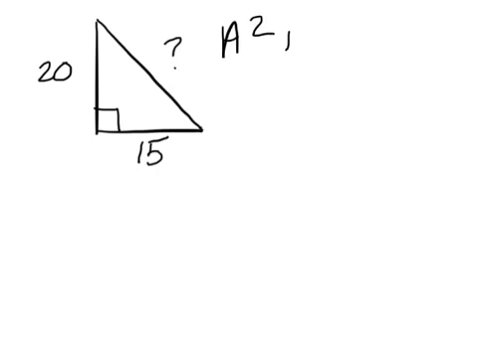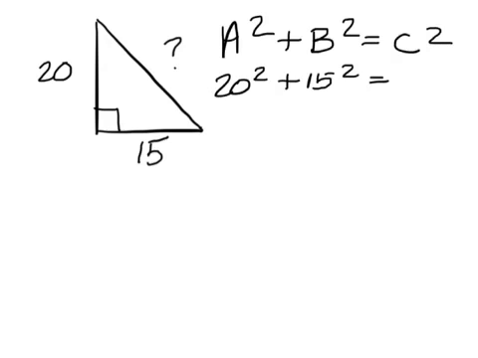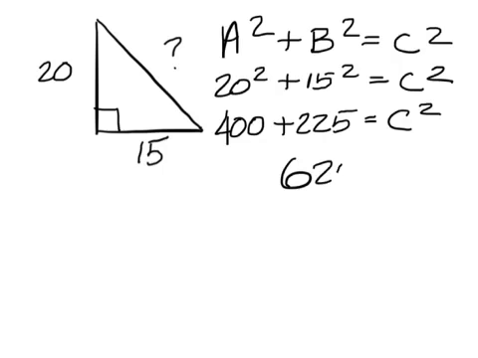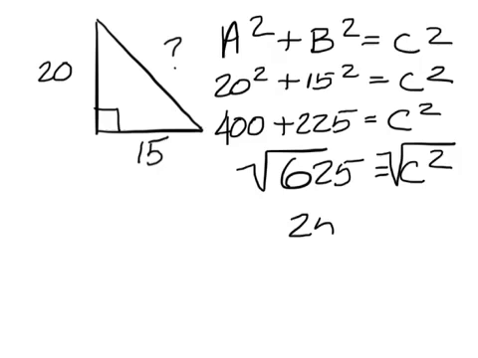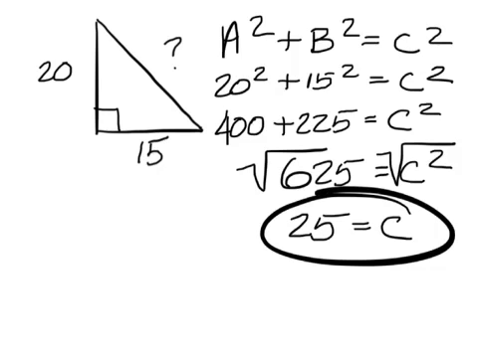Practice problem number 1. Right triangle, and this is 15. This is 20, and we don't know the hypotenuse. Solve for that. Okay, it should be A squared plus B squared equals C squared. So we'll do 20 squared plus 15 squared and set that equal to c squared. 400 plus 225 equals c squared. That's 625. And if you do the square root of both sides, you end up with 25 for C.